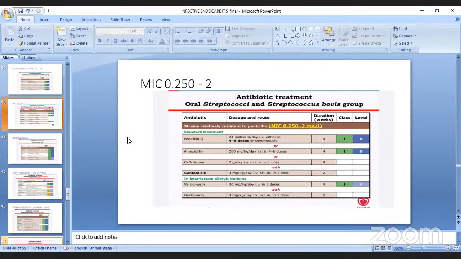So gentamicin 3 mg per kg per day. Okay, you have to give it for 2 weeks. This is what you have to remember. So all the other drugs you have to give for 4 weeks, but gentamicin you are giving only for 2 weeks. So this is very easy. It is very, very easy.